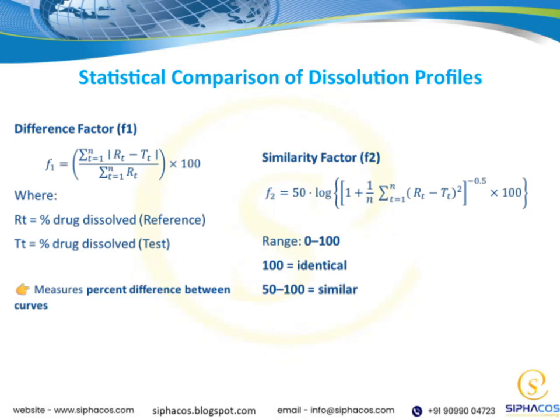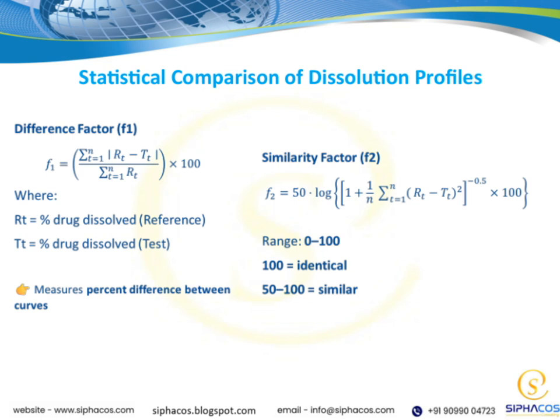Now, let's take a closer look at the statistical comparison of dissolution profiles. Here, we're using various statistical tools to compare how different formulations dissolve over time. The key point is to understand whether these profiles are truly similar or significantly different, which can impact bioavailability and overall drug performance. We often use parameters like the similarity factor, F2, and dissimilarity factor, F1, to quantify this comparison. These factors help us make objective decisions about whether two dissolution profiles can be considered equivalent.